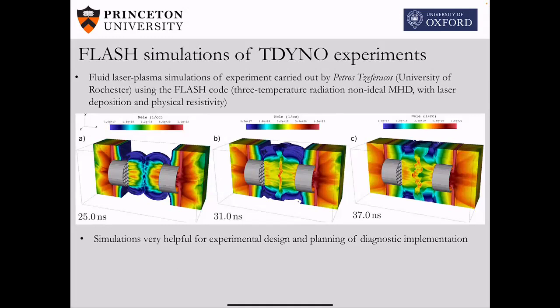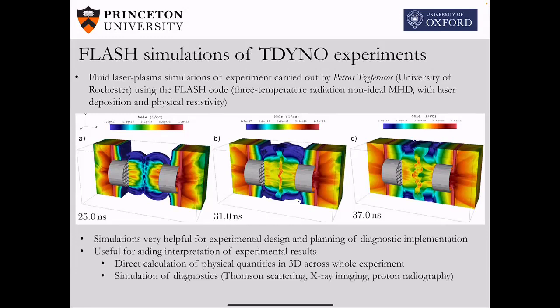The first of these is helping with the experimental design, and also planning when to apply our diagnostics. As I said, we have to specify this in advance before carrying out the experiments. Typically on these very high energy laser facilities, one doesn't get a huge number of experimental shots, so you have to plan carefully to maximize the quality of the data you're obtaining. They're also very useful for aiding the interpretation of the results. Apart from anything else, we can directly calculate physical quantities in 3D in these simulations, whereas we only have indirect diagnostic techniques for measuring things as they were actually realized in the experiment.